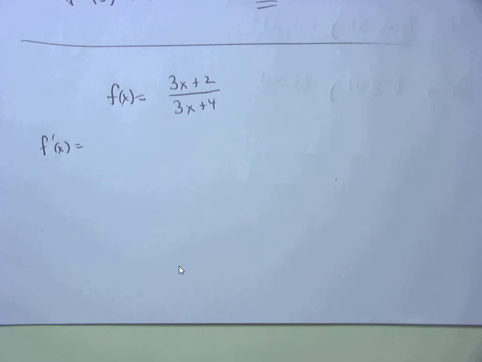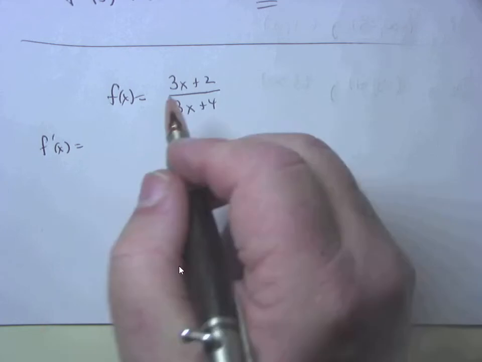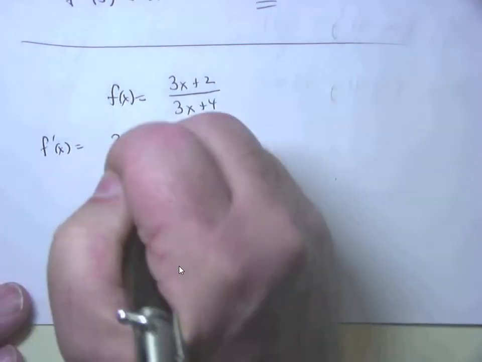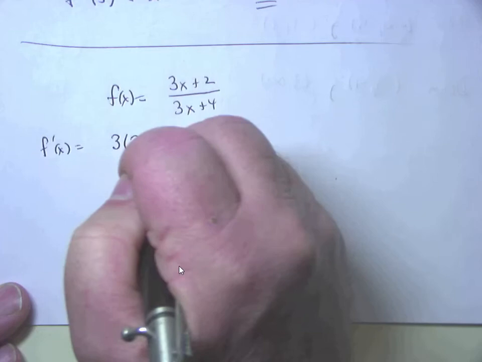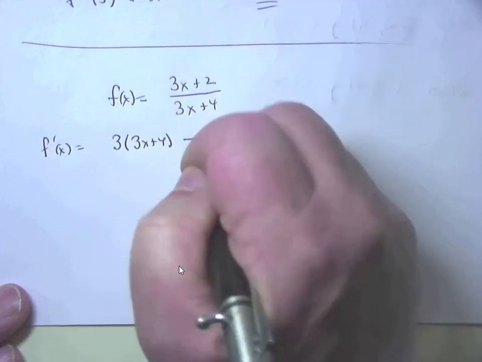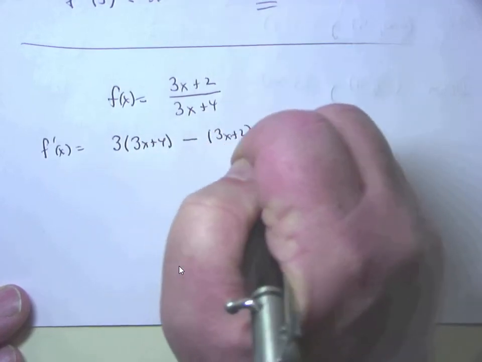What rule can you use to take the derivative of this guy? Look at the picture and tell me what rule. Quotient rule: derivative of the top times the bottom minus the top times derivative of the bottom, all over the bottom squared. Derivative of the top, derivative of 3x plus 2, is 3. Derivative of the top times the bottom, 3x plus 4, minus the top, 3x plus 2, times derivative of the bottom.